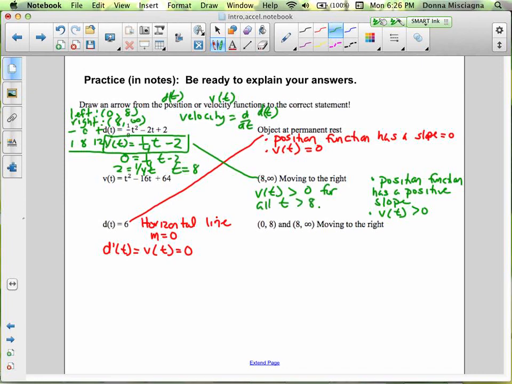All right, at 8 we change directions from going to the left and switch to going to the right. Let's look at one more, and that's this one. We already have the derivative here, so all we have to do is solve. This one's an easy one to solve. This one is a perfect square, right? It's t minus 8 squared. So we have one solution there at 8. Let's take a look at what happens on either side of that.